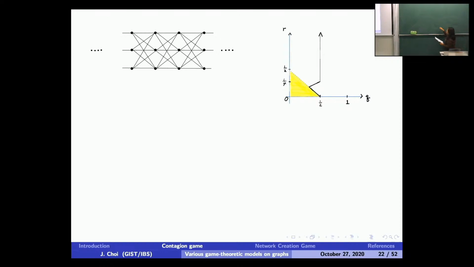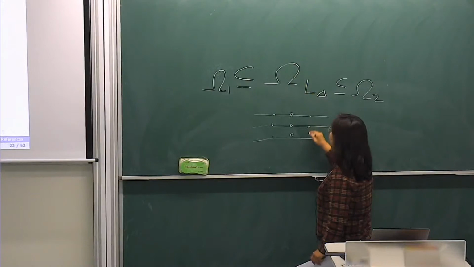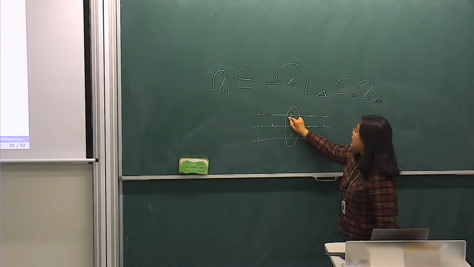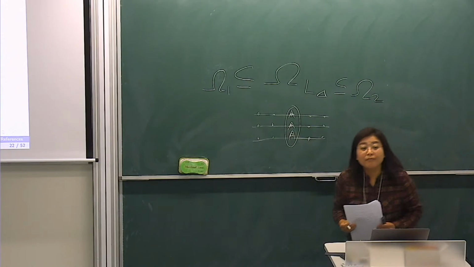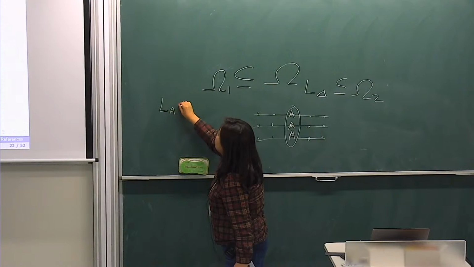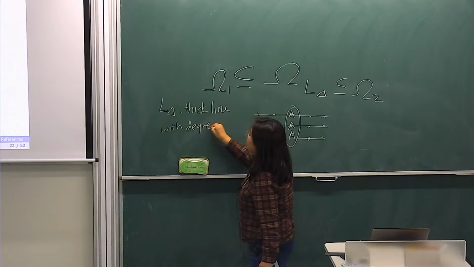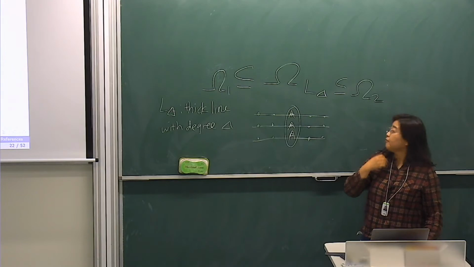To determine the region, we want to find some lower bound region and upper bound region, hopefully to become the same. So in this thick line case, I'm going to omit all those possible edges in between, but pick this set and make them A, while L delta is this thick line. In this case, this is L6. So all the rest of them have B.